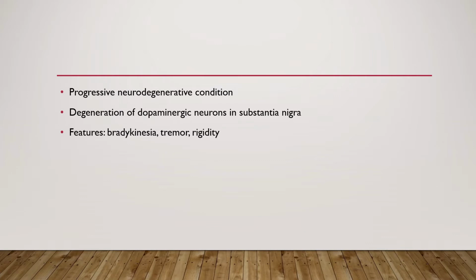So what is Parkinson's disease? We've all covered it throughout medical school, but just as a refresher, it's a progressive neurodegenerative condition, and it involves the degeneration of dopaminergic neurons in the substantia nigra. Its three cardinal features are bradykinesia, tremor, and rigidity.